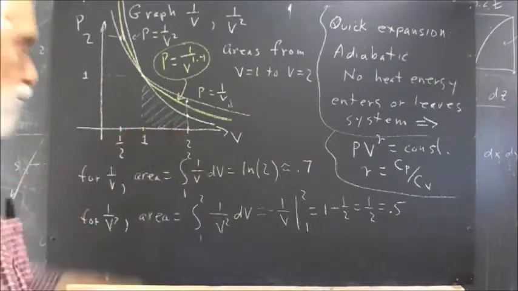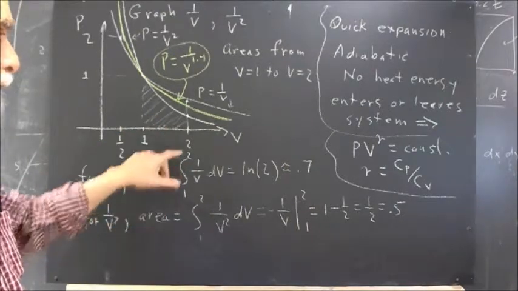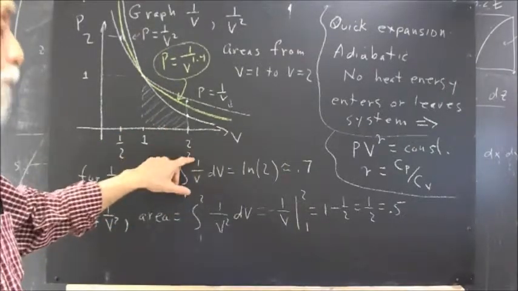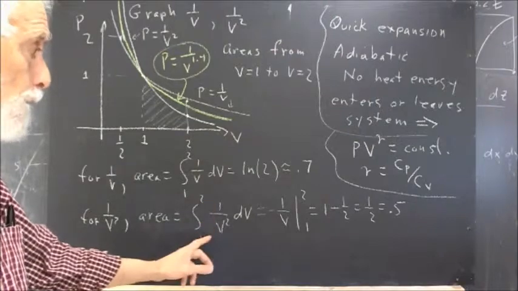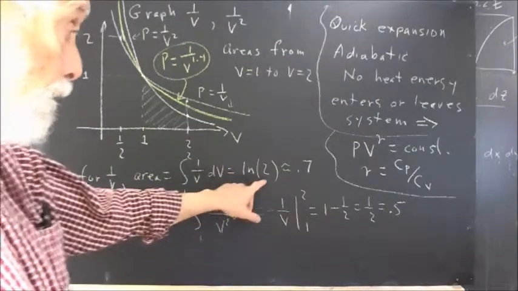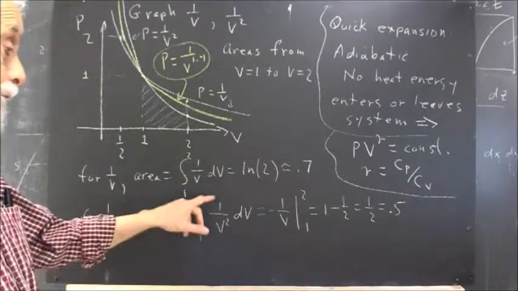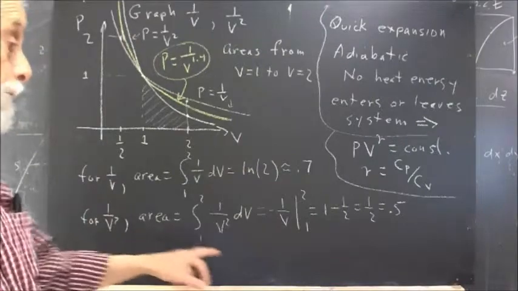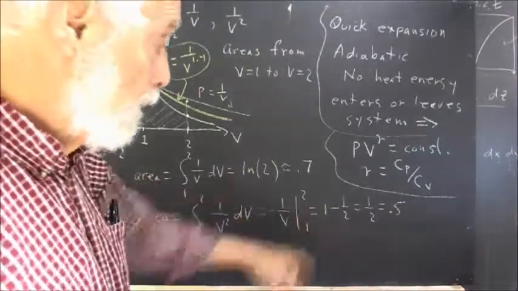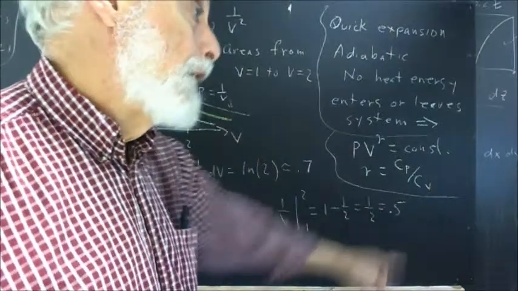Let's see how the integrals work out. The area, of course, is just going to be the integral from v equals 1 to v equals 2 of 1 over v, or 1 over v squared. And those integrals are very easy to do. I'm not going to go through the details. We get the natural log of 2, which is about 0.7. For the 1 over v squared, we get a negative 1 over v evaluated between 2 and 1. That gives you 1 minus 1/2, or 0.5.